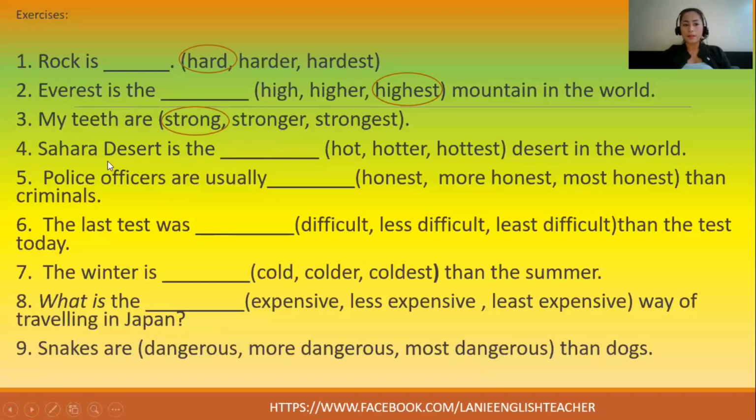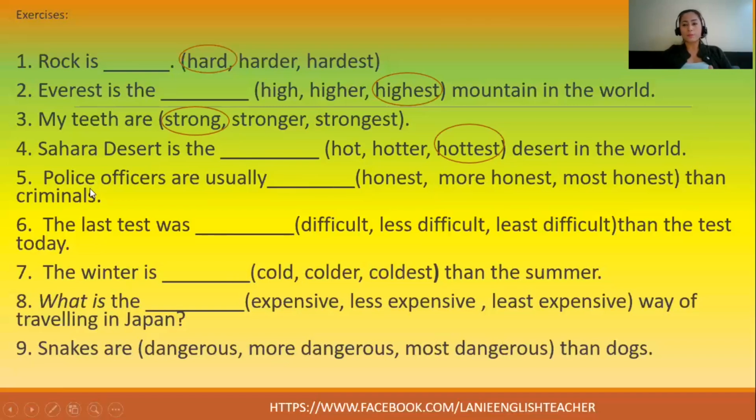Next example, Sahara Desert is the blank desert in the world. Again, before the adjective there is the word the. So remember, if it is preceded by the word the, it must be in superlative form. So among the choices, the superlative form here is hottest. So the sentence becomes Sahara Desert is the hottest desert in the world.